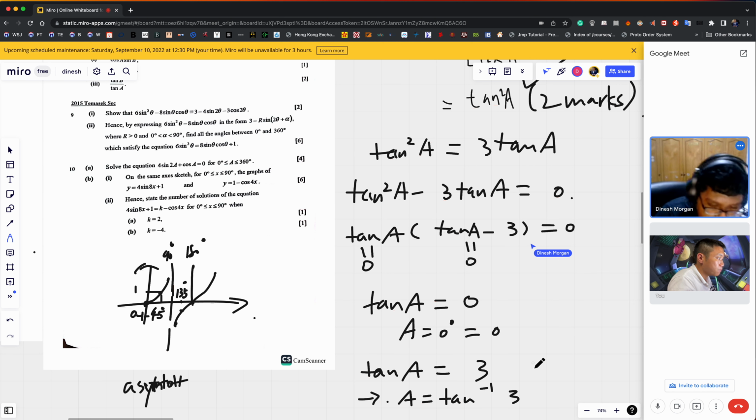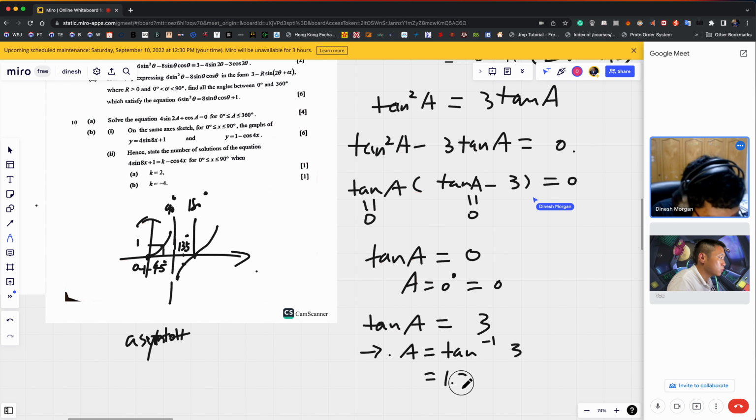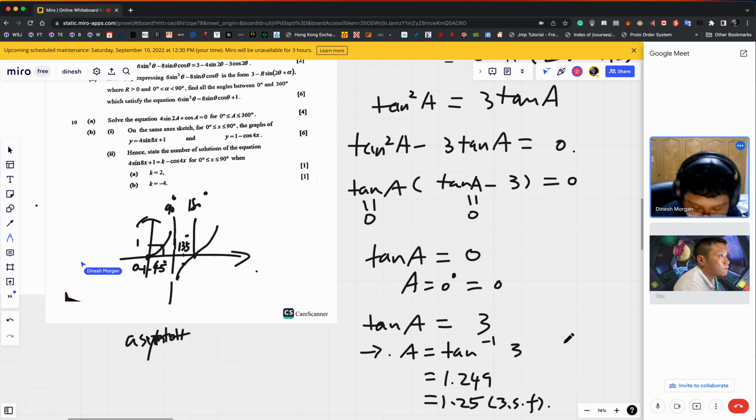It's 1.249. Then to 3 significant figures, right, it is 1.25. Right? Okay, good. That's how you get this.